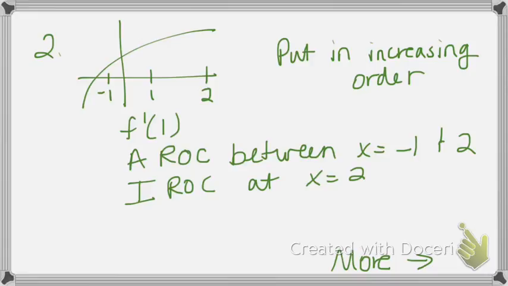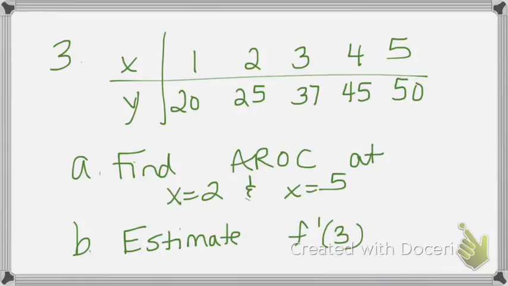Number 2, I want you to put these 3 things in increasing order. AROC is average rate of change. IROC is instantaneous rate of change. Number 3, I want you to find the average rate of change between these 2 values, and then I want you to estimate f prime of 3.